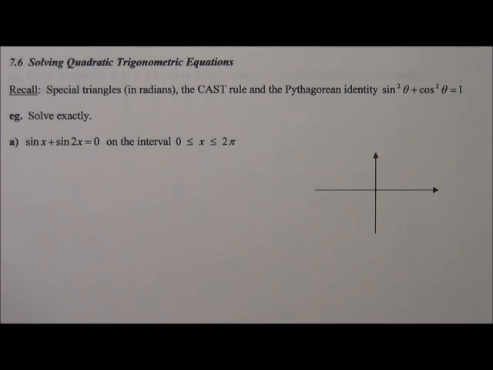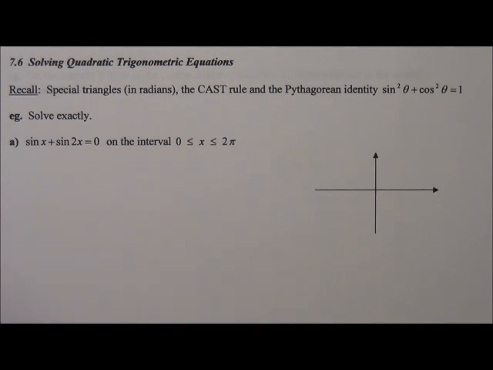First of all, please recall special triangles and radians, the pi by 6, pi by 3 triangle and the pi by 4 special triangle. Recall the CAST rule and, of course, the Pythagorean identity sine squared theta plus cos squared theta equals 1. So let's take a look at this first example, where we want to solve sine x plus sine 2x equals 0 on the interval from 0 to 2 pi exactly.